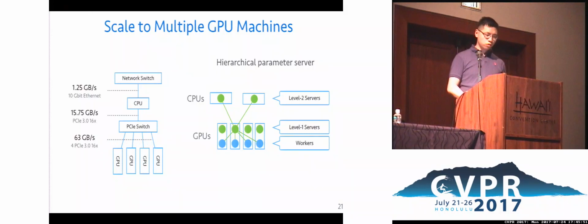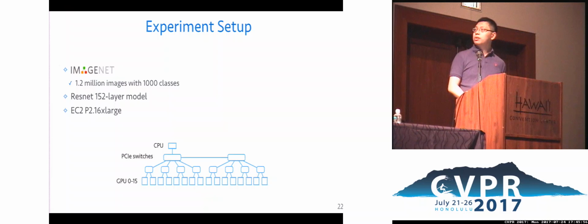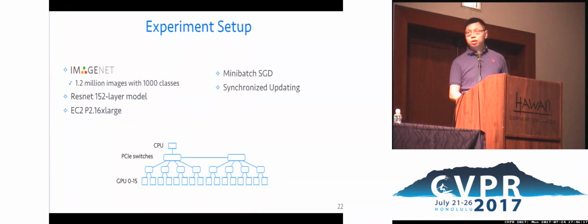I probably won't go into great detail on that. I'll focus more on how to use it. So let me show you an example: ImageNet, 1 million images with 1,000 classes, ResNet 152, using EC2 instances. Each instance has 16 GPUs, and they are aggregated in this style. It uses mini-batch SGD with synchronized updating, so we guarantee that multi-machine training is the same as single machine training.